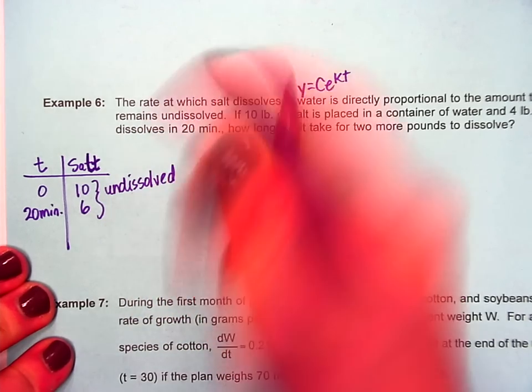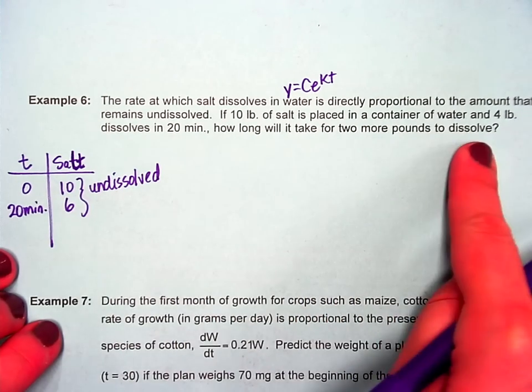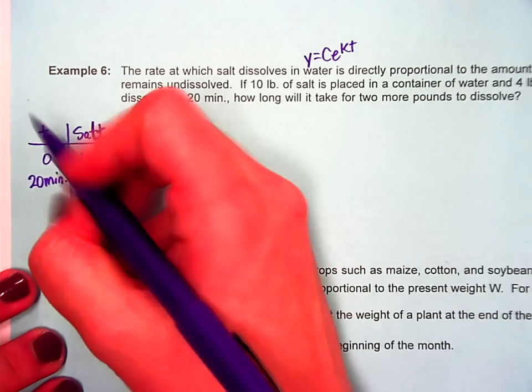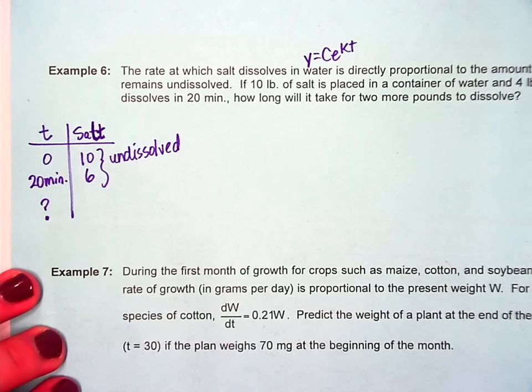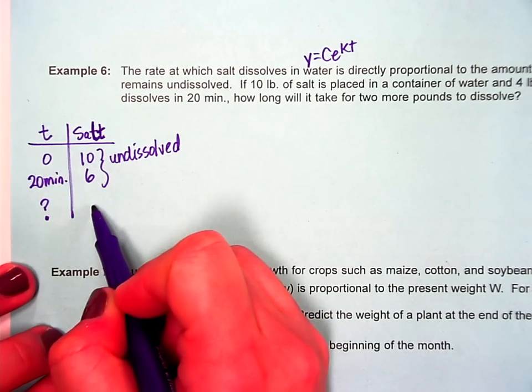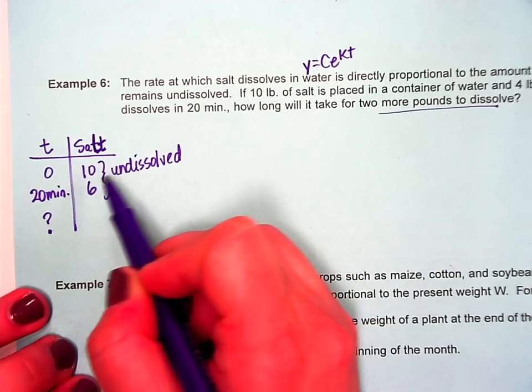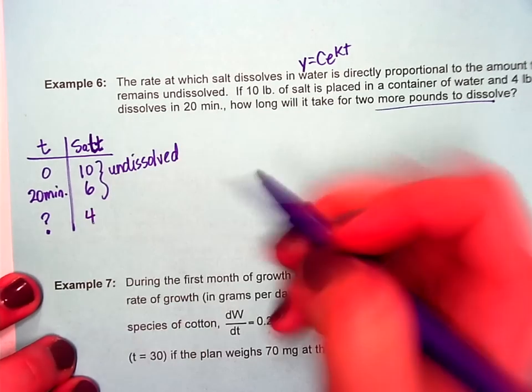Okay, and then if we write our question mark statement in here, it says how long will it take for 2 more pounds to dissolve? So this means you're actually solving for t in this problem, right? And so if we want to know how much is undissolved at that time, for 2 more pounds to dissolve, that would mean I would do 6 minus that 2 for a total of 4 undissolved pounds.